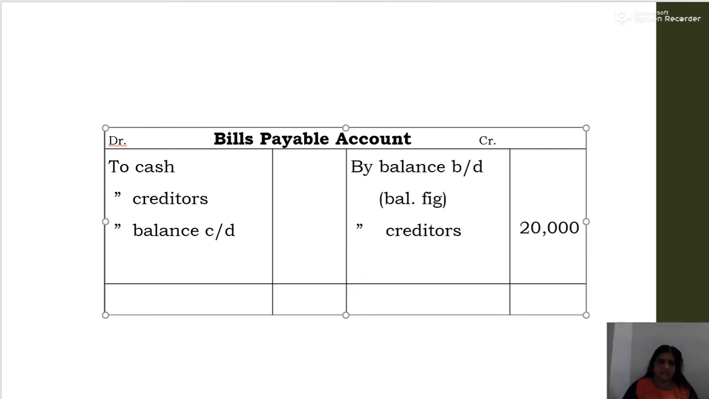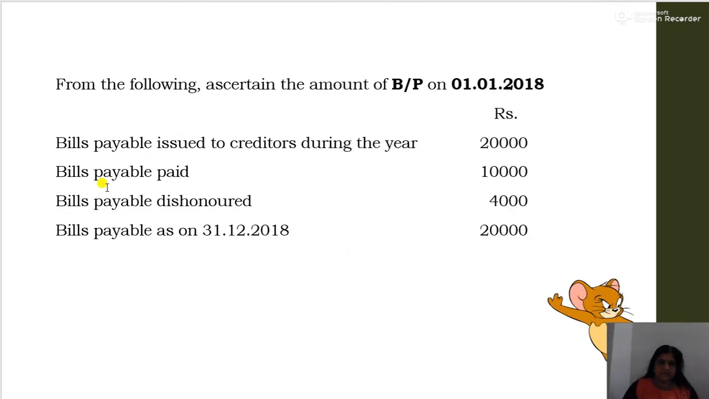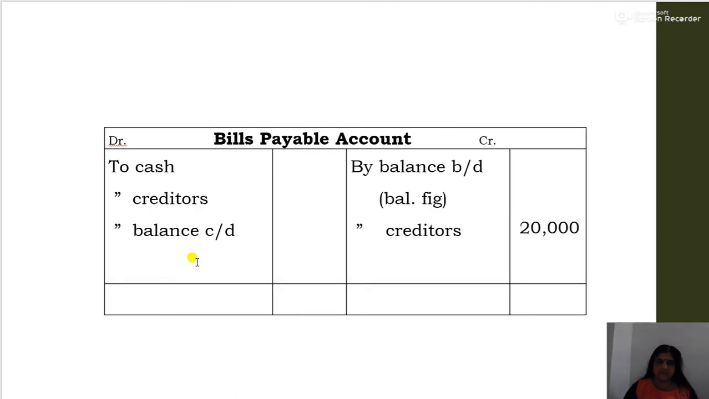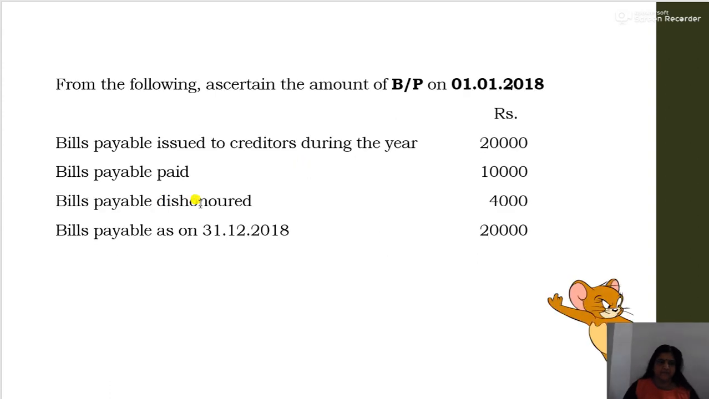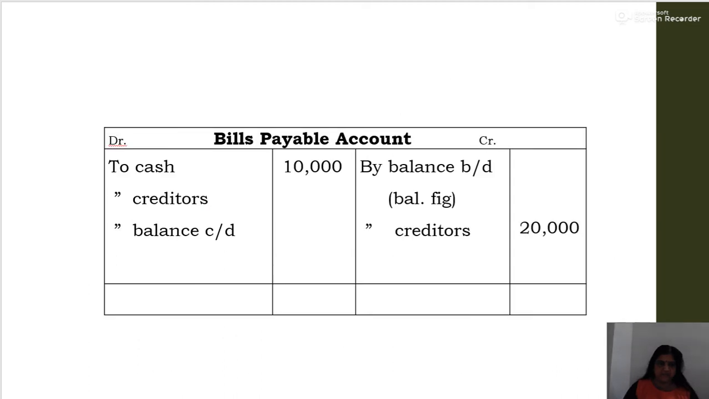Okay. Then bills payable paid, that is bills payable paid is 10,000. So cash paid, that is 10,000. Okay. Then next, bills payable dishonored comes to 4,000. So this is creditors, that is 4,000 as bills payable account added to creditors. So bills payable account added to creditors 4,000.